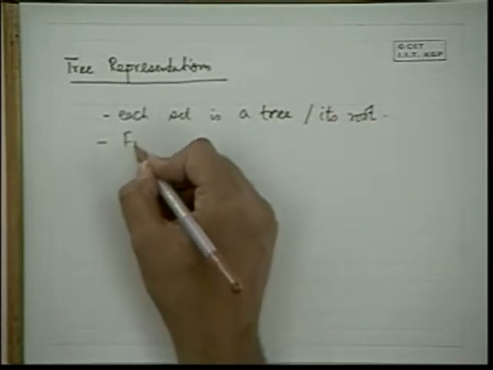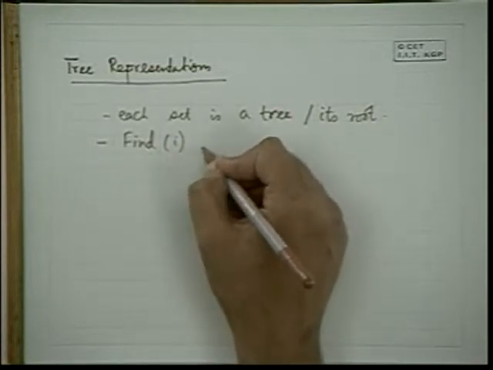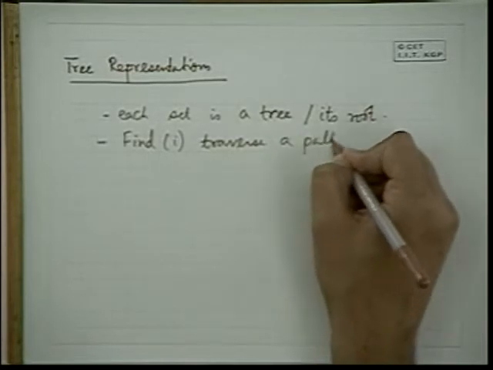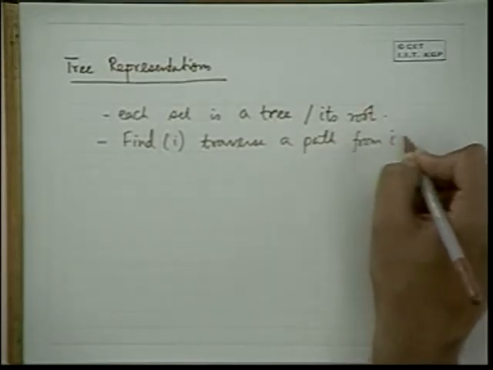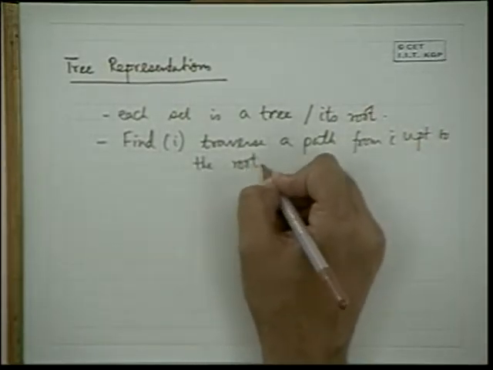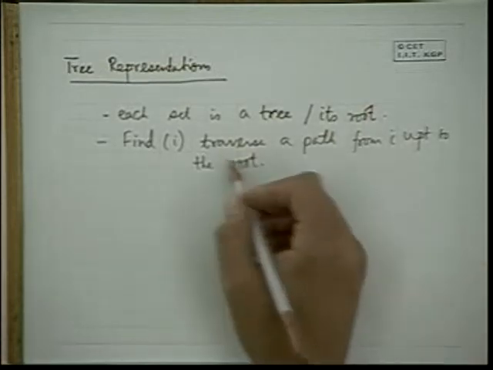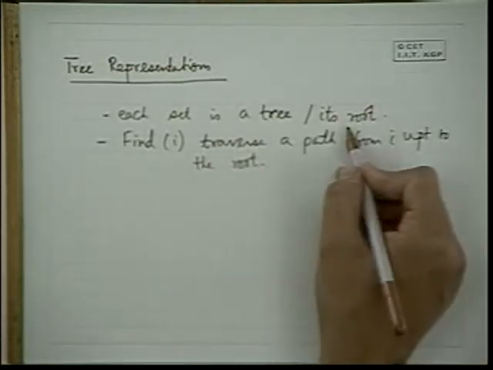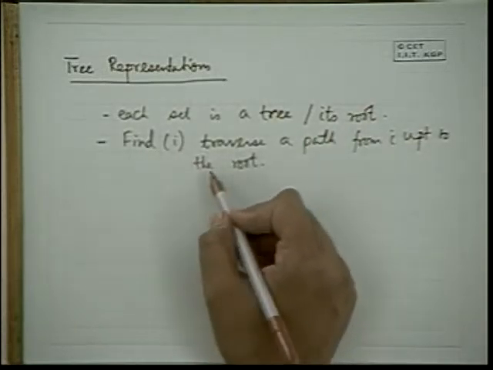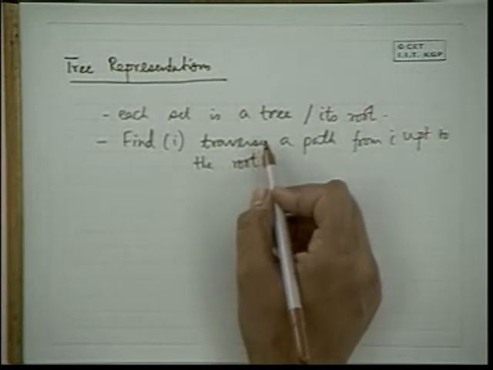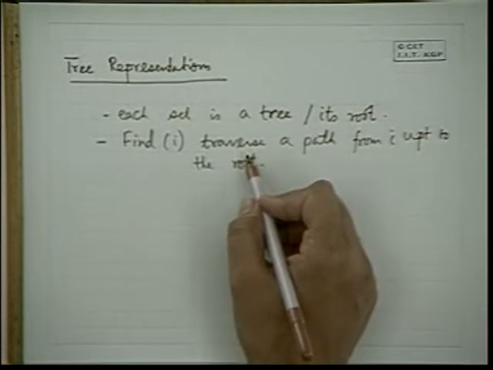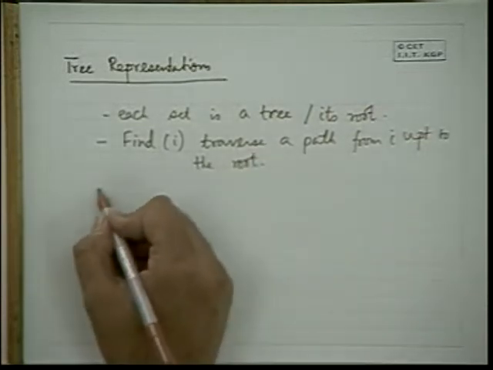Second, what will find I do now? Find I will traverse a path from I up the tree to the root to find the name of the set, because each set is represented with a tree and its root contains the name of the set. So suppose find I comes, from I we go traversing up the tree till we reach the root, and at that time we find the name of the set and we return that name. That is a find I operation.